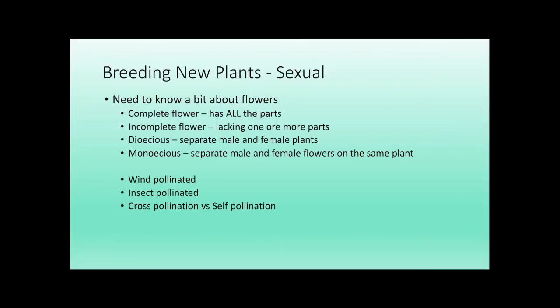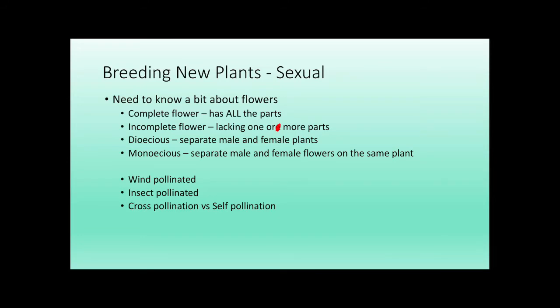Right, so now we need to know a little bit about flowers. This is not an anatomy class, so I'm not saying that you need to know everything there is to know about plant anatomy, but you do need to understand some of the basic terms. So a complete flower has all of the reproductive parts. An incomplete flower obviously then is lacking one or more parts, and I'm just going to cross that off and pretend that I spelled that properly.